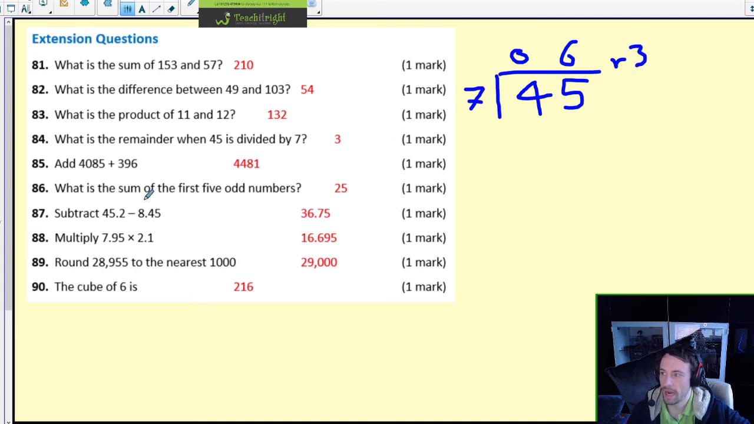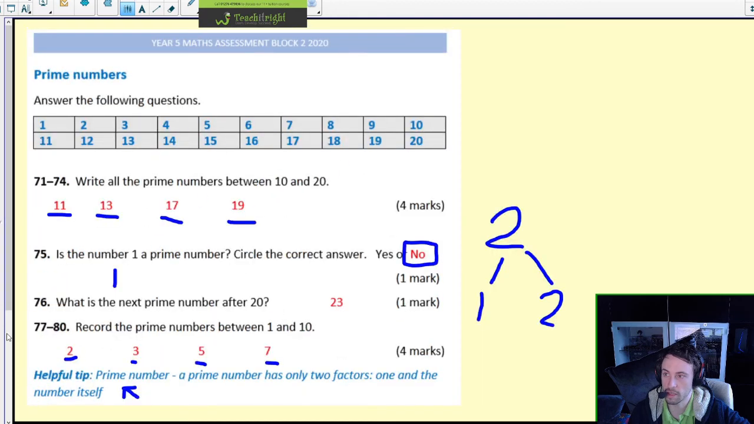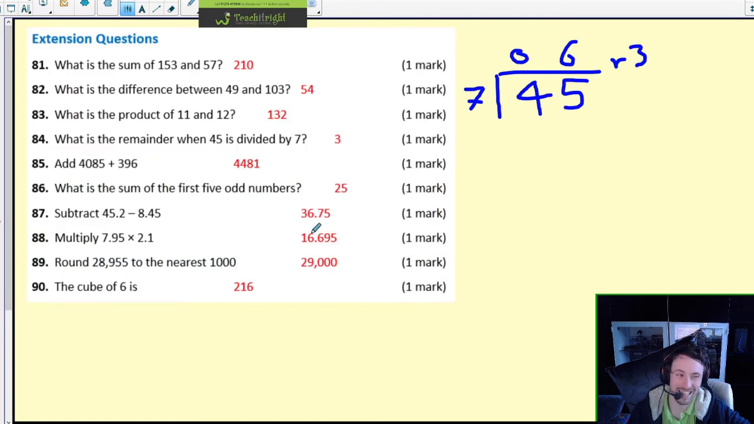Add the two numbers. So for 85, the answer is 4,481. 86, what's the sum of the first 5 odd numbers? You go back to the list you had up here if you needed to. But again, we're just adding the first 5 odd numbers.